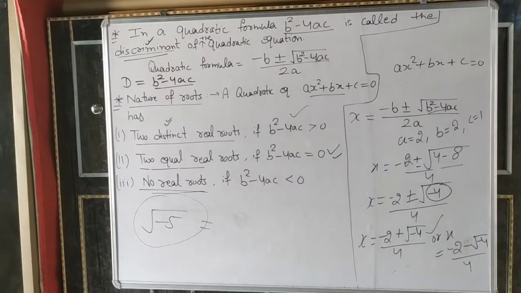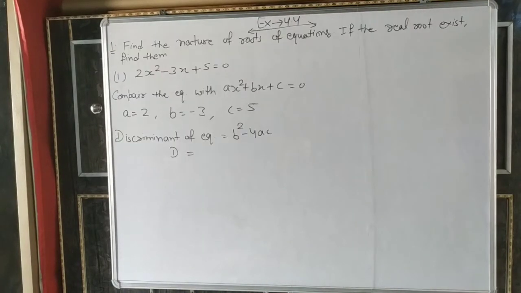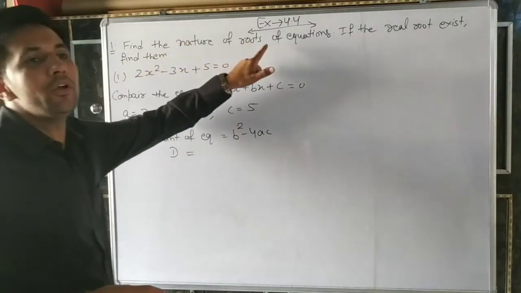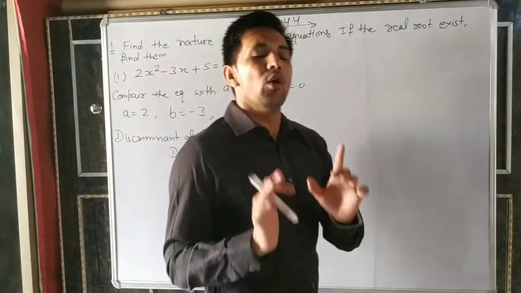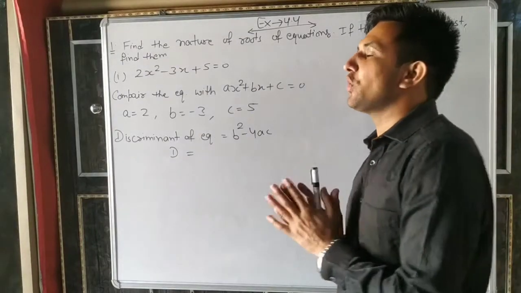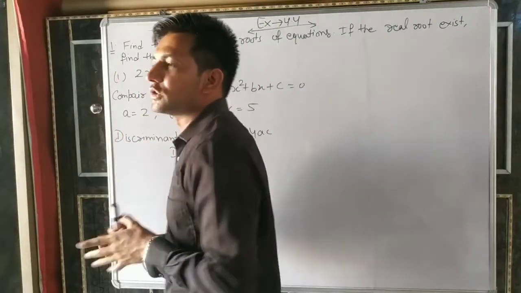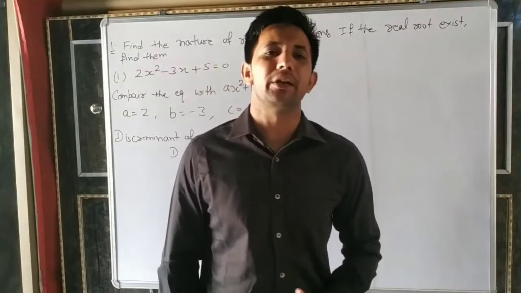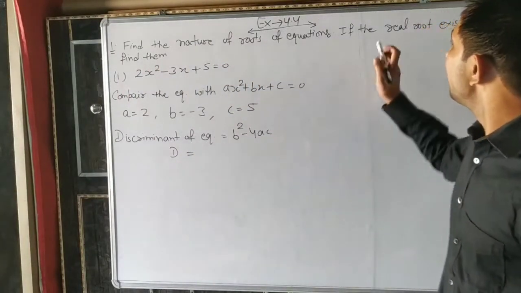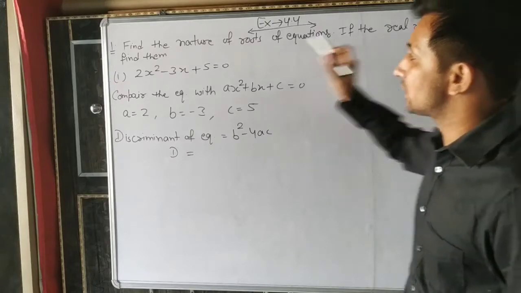Now we will do our exercise. So now we start our exercise 4.4. First question: find the nature of roots of the equation. You only have to remember 3 points. If we want to find the nature of the roots, we need the discriminant, and discriminant means b square minus 4ac. If the real roots exist, find them.